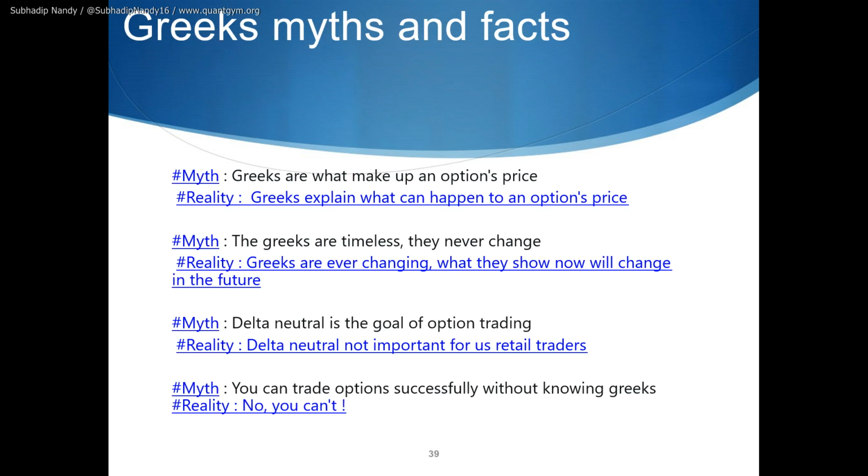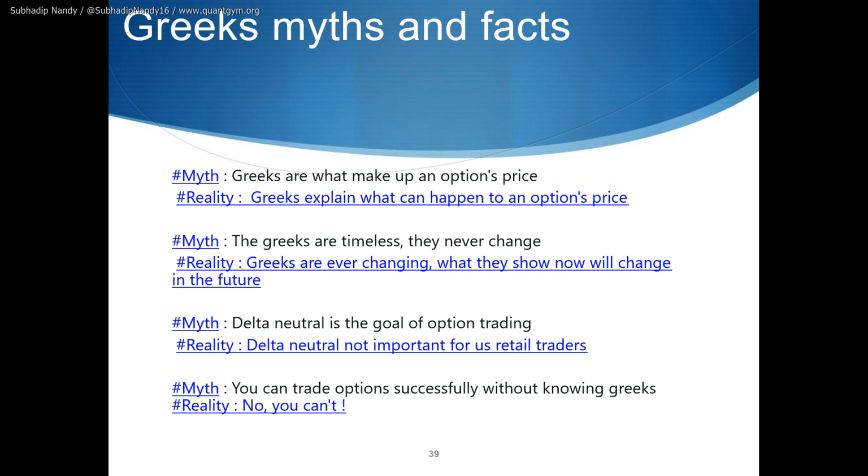Now, what are the common myths of Greeks? Myth 1, Greeks are what make up an option's price. This I hear a lot. No, an option's price is simply intrinsic value and extrinsic value. Intrinsic value we understood how to calculate. Extrinsic is simply time value, and an option does not have anything else. It does not have delta, Vega, theta built into it. Nothing. Greeks explain what can happen to an option's price, provided the underlying price changes, provided the volatility changes, provided the interest rate changes, anything changes, right?